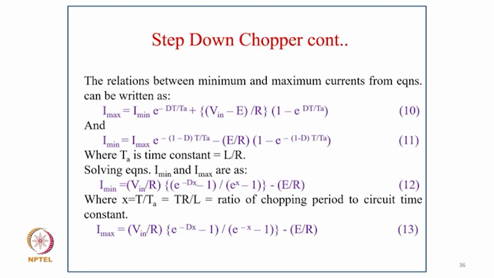So I minimum is V in upon R into in bracket (e to power minus DX minus 1) divided by (e to power minus X minus 1), minus E upon R, where X is T upon TA, or T times R upon L, the ratio of chopping period to the circuit time constant. So I max equal to V in upon R (e to power minus DX minus 1) divided by (e to power minus X minus 1) minus E upon R.